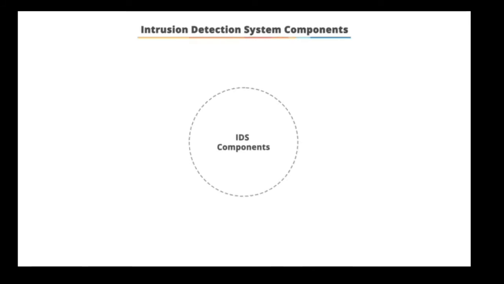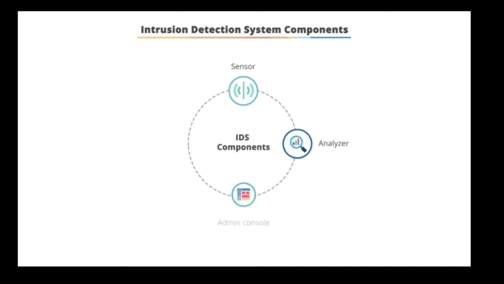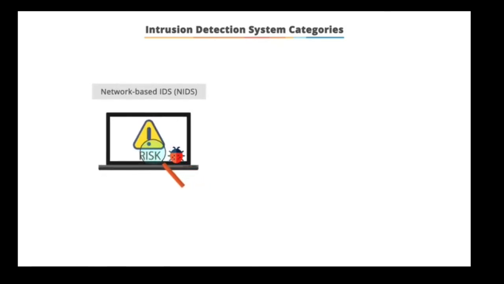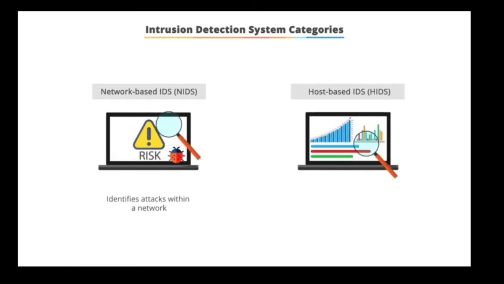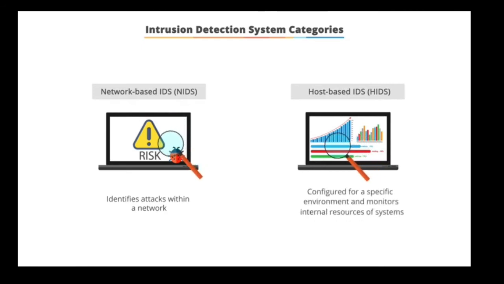The components of an IDS: you have the sensor, which collects data, which can be network packets, log files, and system call traces. You have the analyzer, which receives input from sensors and determines intrusive activity. You have the admin console, and finally the user interface. IDS categories: you can have a network-based IDS, otherwise known as a NIDS, identify attacks within a network. You can have a host-based IDS or HIDS, configured for a specific environment and monitor internal resources of systems.